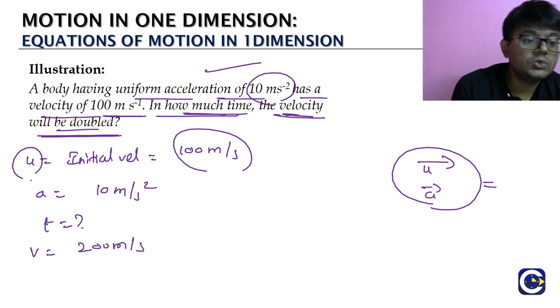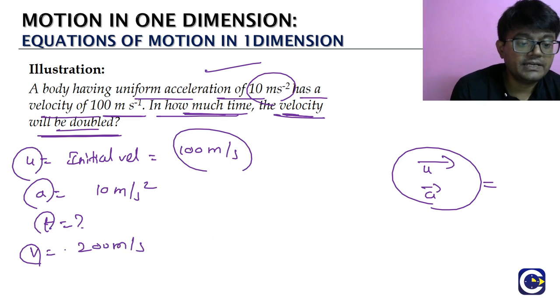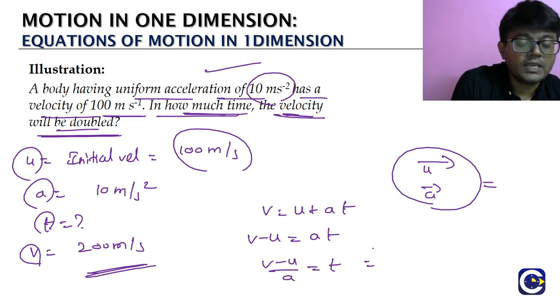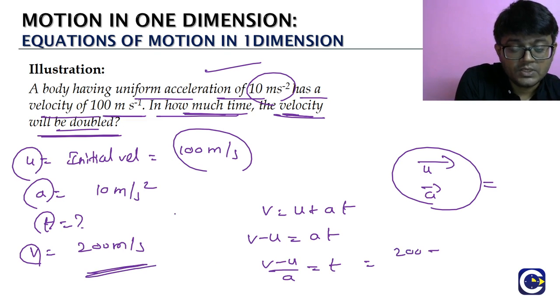Think about it: u, a, v and t. What is the equation we have? v is equal to u plus at. From here, v minus u is equal to at, so (v minus u) by a is equal to time. All we need to do is just substitute. We'll keep the units aside because everything is anyway in the SI system, so time is going to come in seconds.